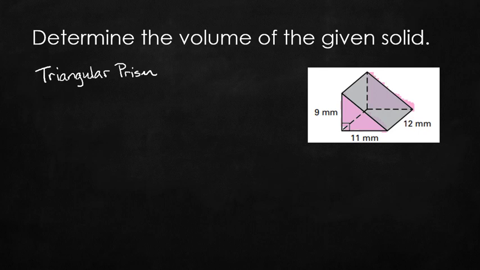Now I'm going to write the formula that I'm going to use. So volume is area of the base times the height. We have a triangular base, so I'm going to put in the formula for a triangle here. So the volume for this prism is the area of the base, which happens to be base times height divided by 2, times the height.